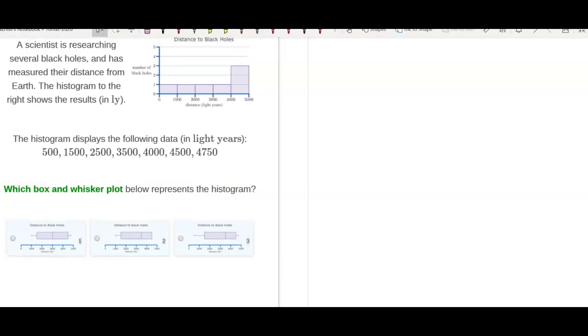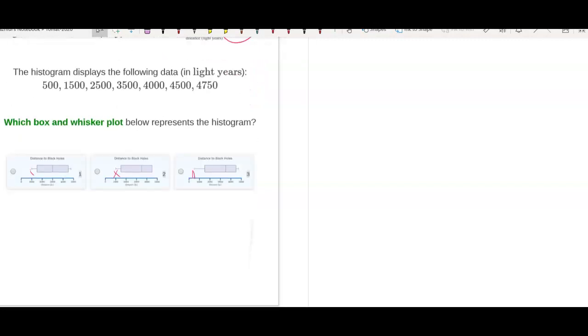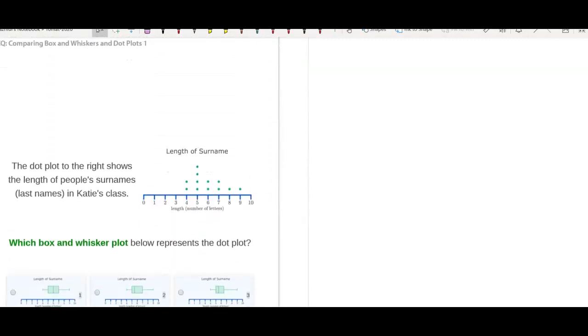Now, which box and whisker plot below represents the histogram? Now, this is heavier on this side, heavy on this side, and okay, so look at the minimum, which is 0. So this is the middle point, which is about 500. So this is about 500. Is this 500 now? So that gives you some idea actually what is going to be supposed to be the right answer.